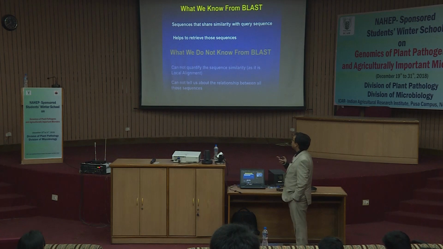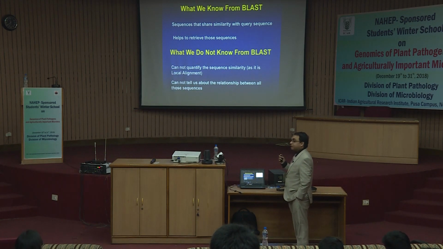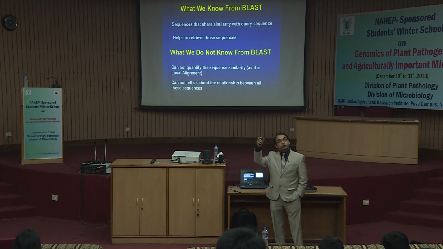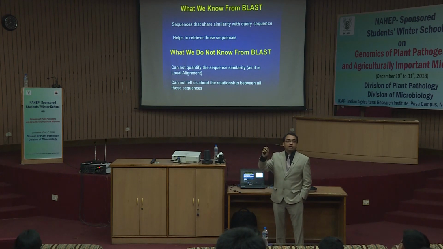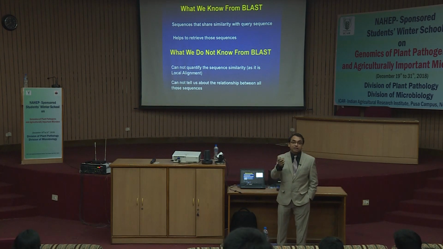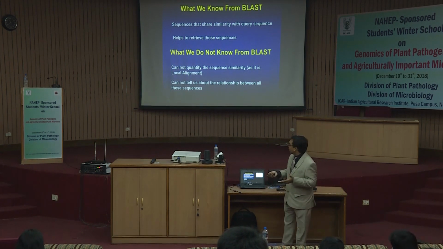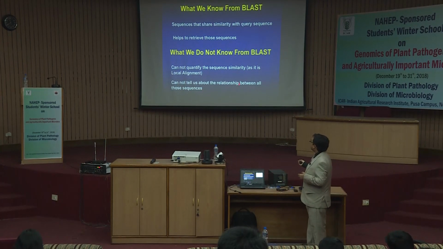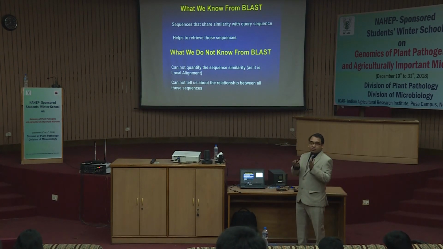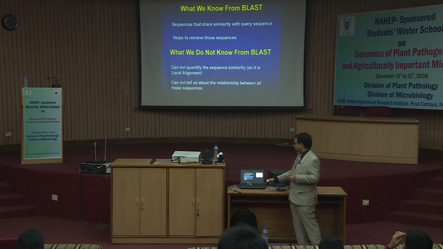But you cannot quantify the sequence similarity as it is a local alignment. You cannot quantify the sequence similarity, though BLAST also generates one column which is showing similarity, this much percentage, that much percentage, but that percentage is only for the region which it searched. The rest of the region which is not taken into account, it will not tell you, and it cannot tell us about the relationship between those sequences. As it is only local alignment, it cannot tell you the relationship of the entire sequence.